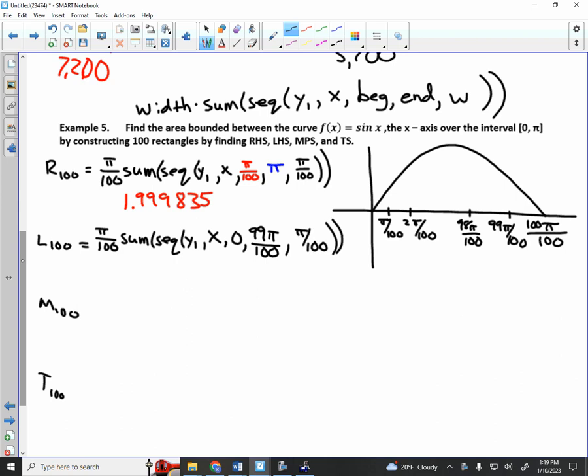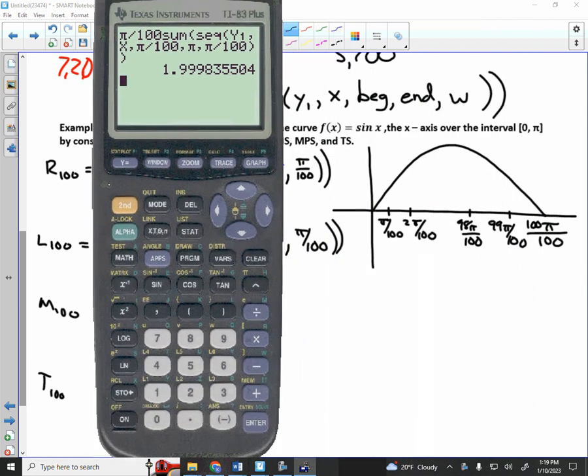So watch this really cool option with your calculator. If I want to bring up this answer, I would go second answer. But I want to bring up this entry, so I just go second entry. It pulls it all back. So I don't have to replace the pi over 100. I don't have to replace the sum or the sequence or the y1. I'm just going to go to this pi over 100 spot right here. And it looks like we're going to start with 0, comma. And then I've got 99 pi over 100. And then I've got pi over 100.